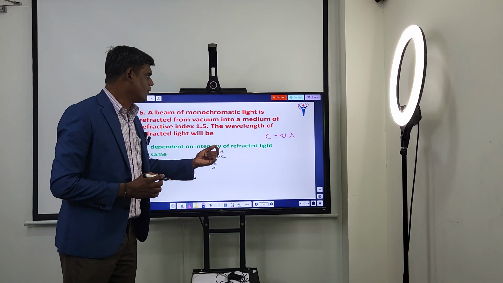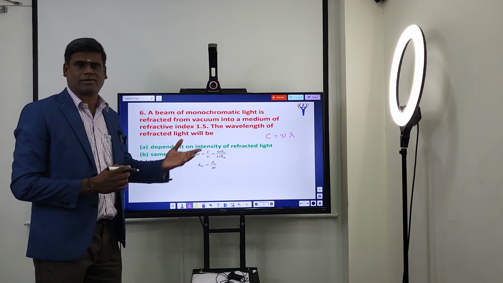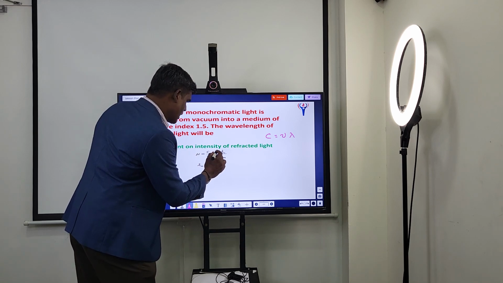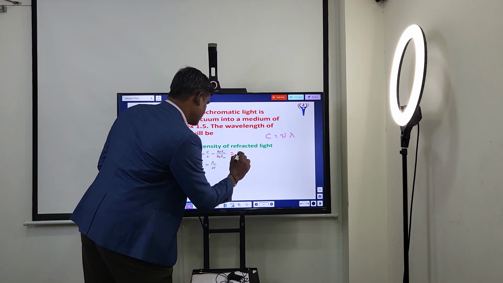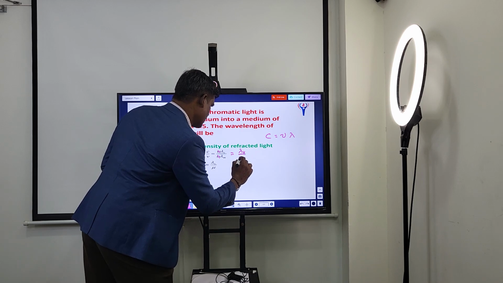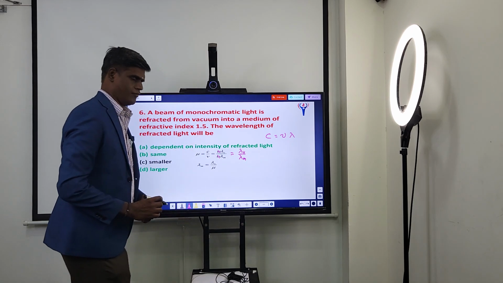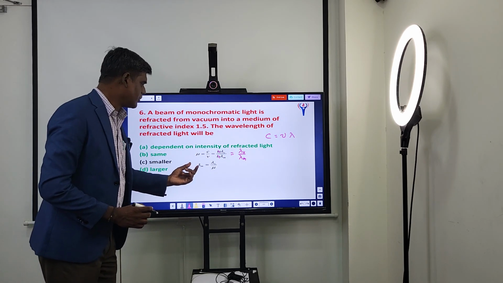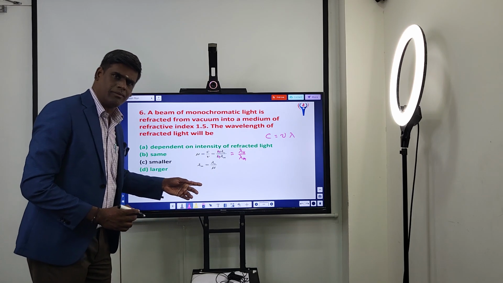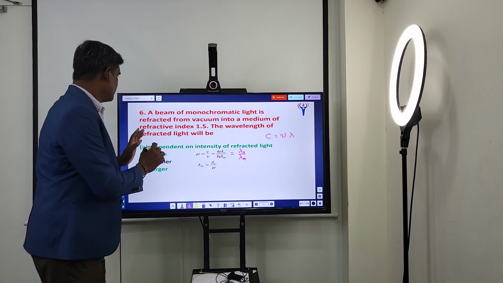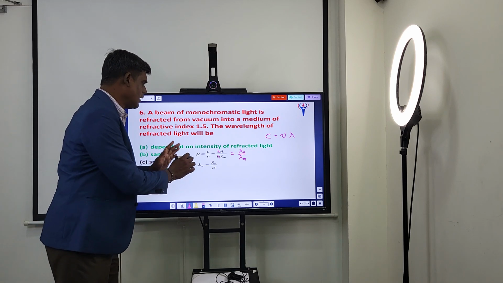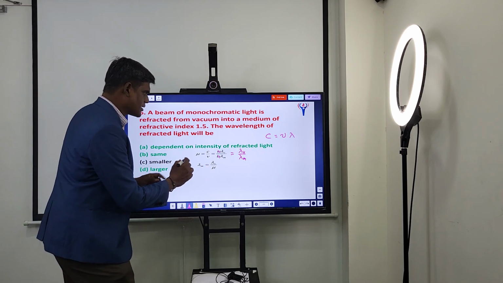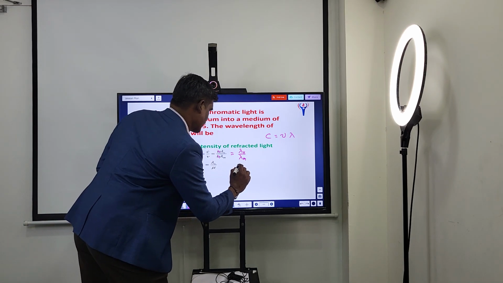We want to find the wavelength in the medium, the wavelength of the refracted light. Then nu into lambda, the nu gets cancelled. Therefore mu equal to lambda v by lambda m, then lambda m equal to lambda v by mu. Now the question is how the wavelength of the refracted light compares with the wavelength in the vacuum, that is the incident light. Mu value is given as 1.5.